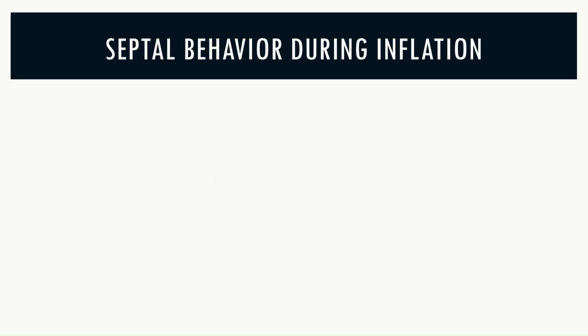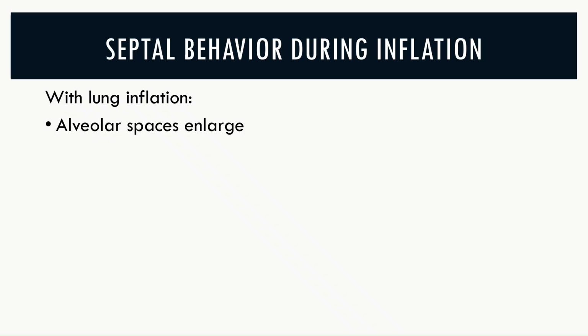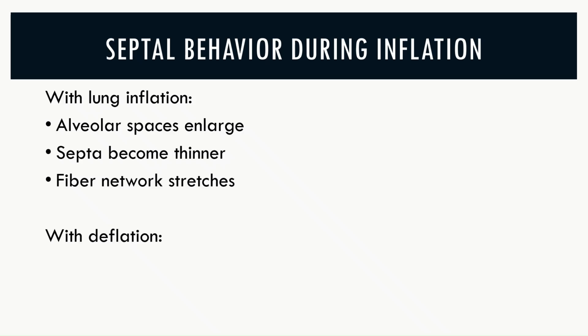Septal behavior during inflation. As lung inflates, alveoli expand and septa become thinner due to stretching of fiber network. During deflation, the septa thicken and alveoli shrink. These changes are reversible.